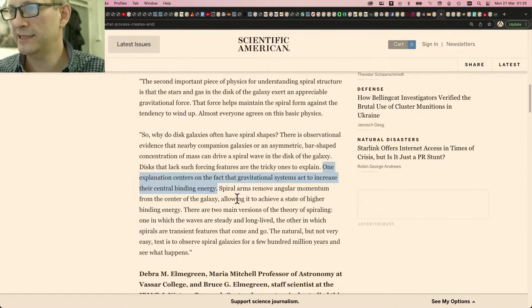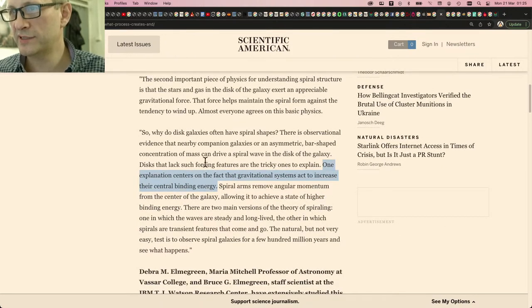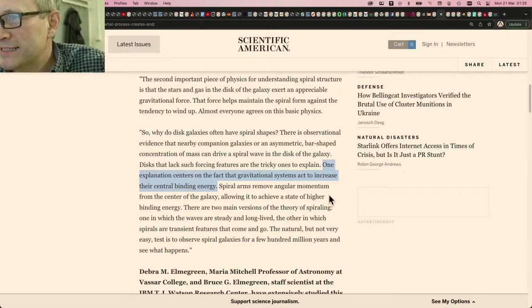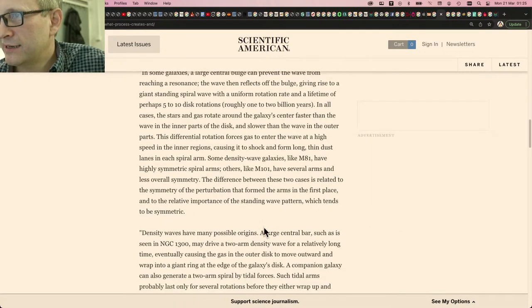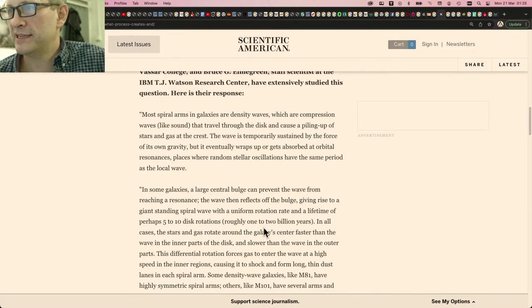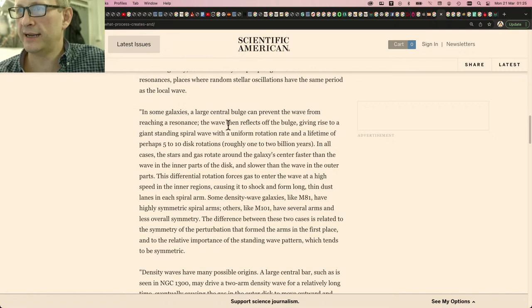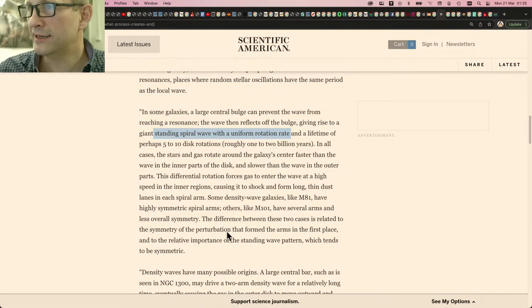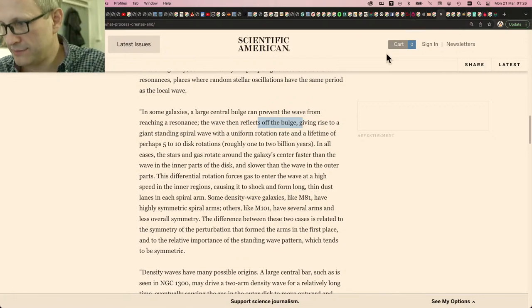The key things out of this article is that the material is moved to the center, and the spiral arms remove angular momentum from the center of the galaxy and allow it to achieve a higher binding energy. I believe that some analog of that is going on in our other systems, and that's what it's saying. And also the fact that it's a standing spiral wave, with uniform rotation rate. So this is basically a type of standing sound which reflects off the bulge in the center. Okay, so that is that. That is making galaxies.